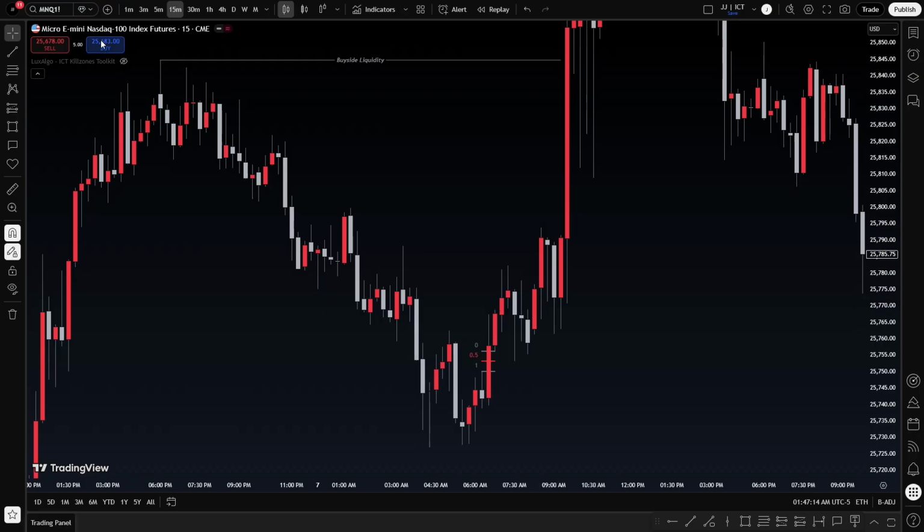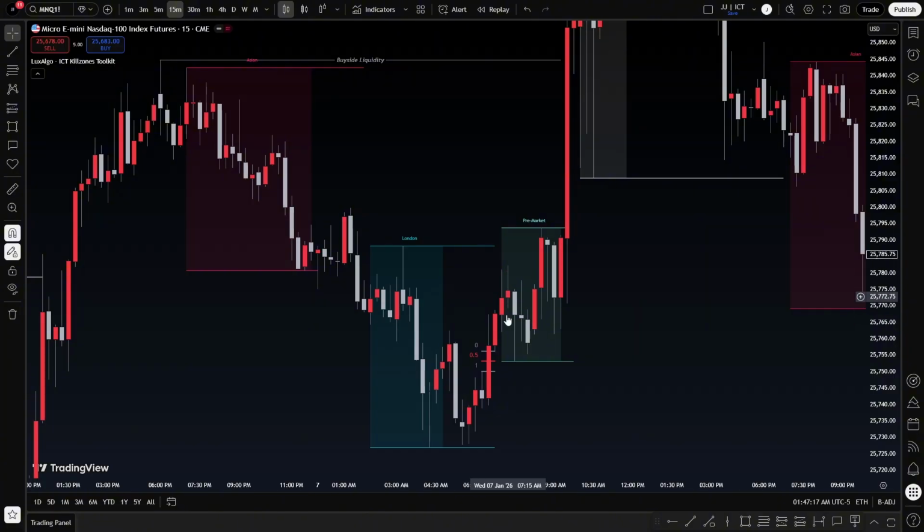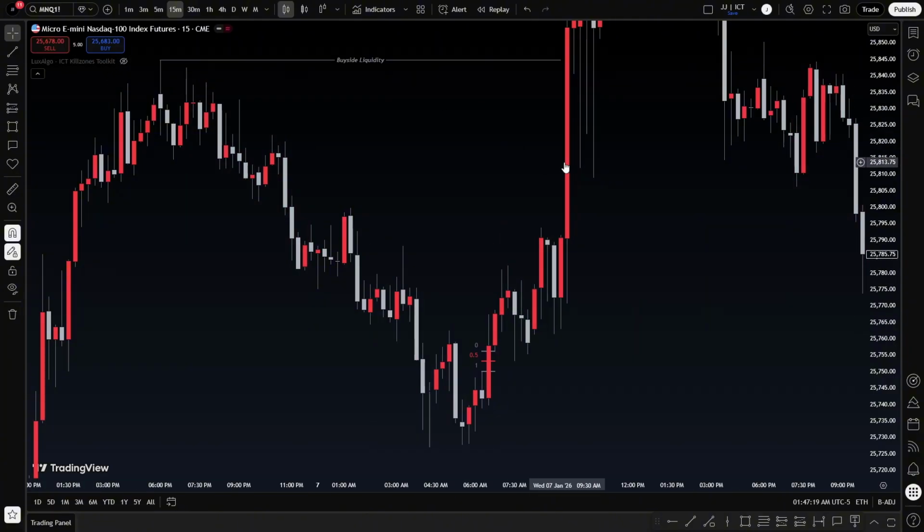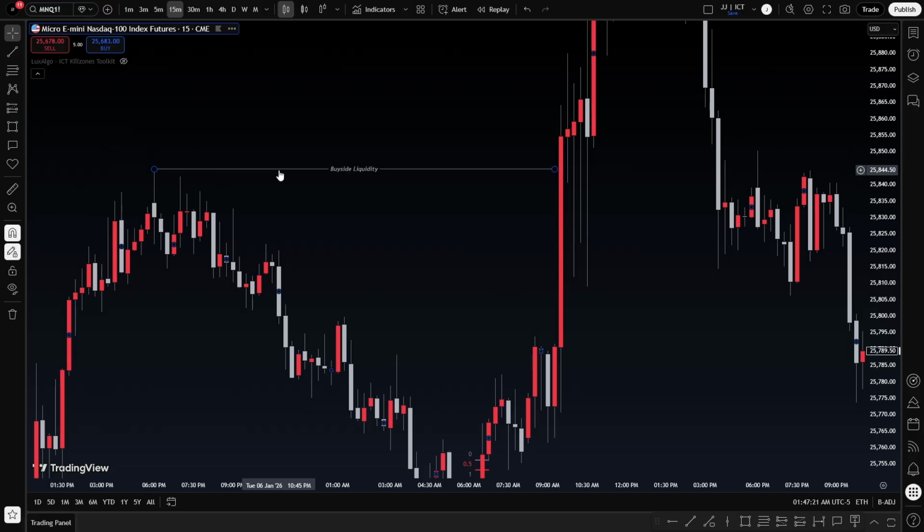This is pre-market, by the way. I forgot to mention that. So pre-market accumulates, and then 9:30 kicks in. Boom, jumps up into the high. Pretty nice, isn't it?